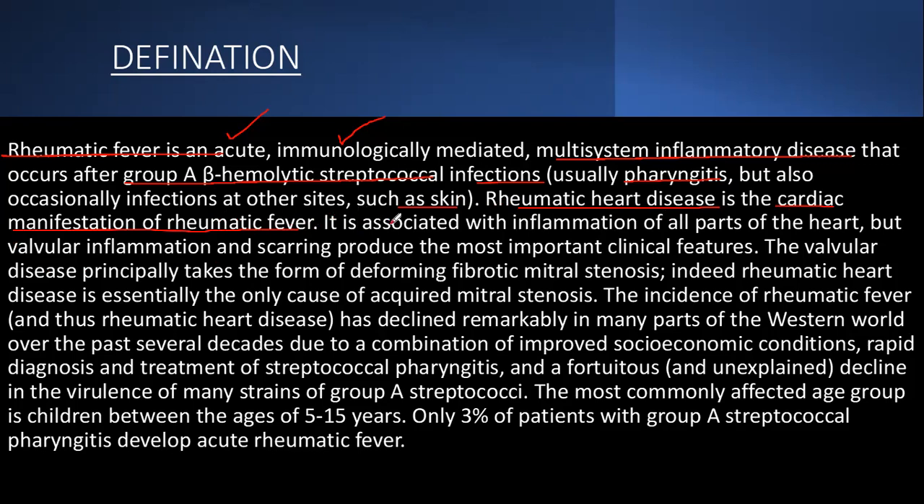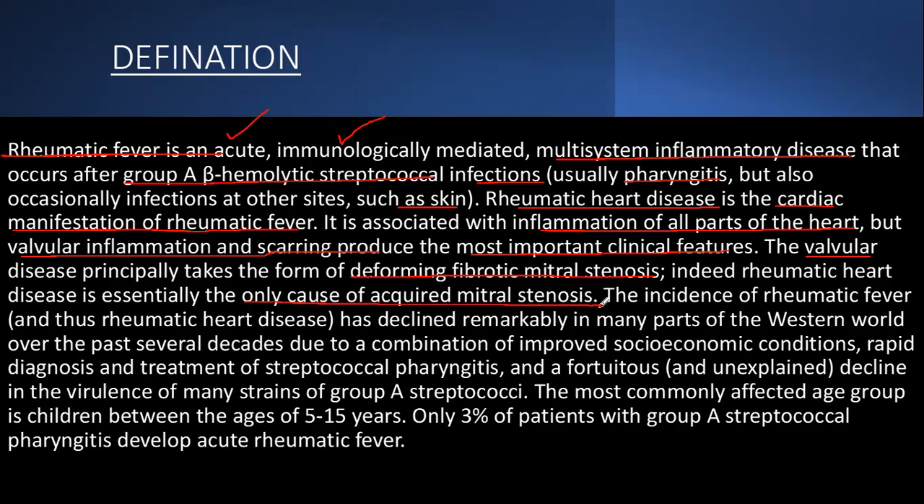Now, it is associated with inflammation of all parts of the heart, so all three layers of the heart wall are involved, but valvular inflammation and scarring produce the most important clinical features. Now, the valvular disease principally takes the form of a deforming fibrotic mitral stenosis, and rheumatic heart disease is the only cause of acquired mitral stenosis.